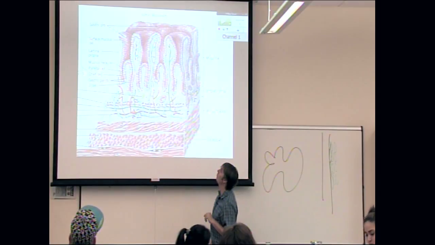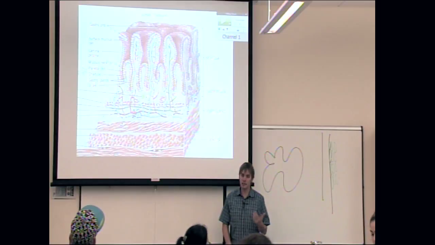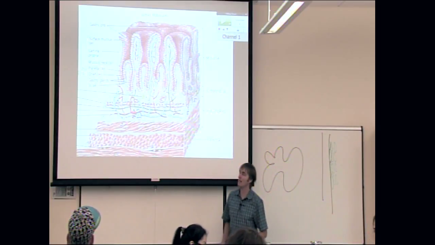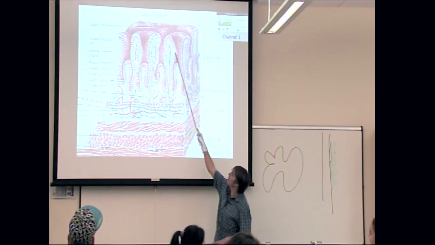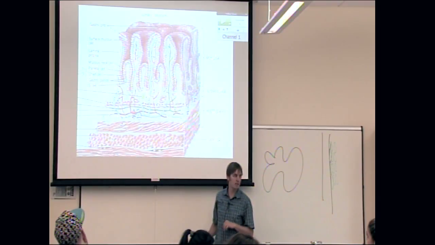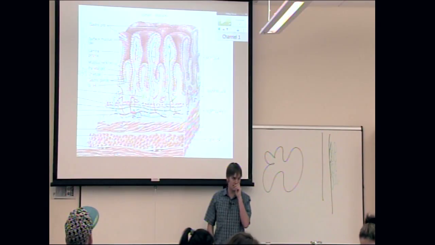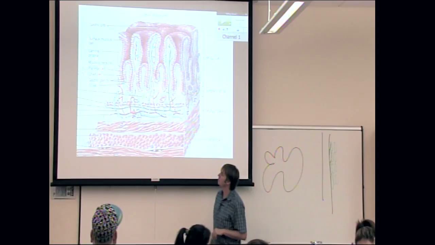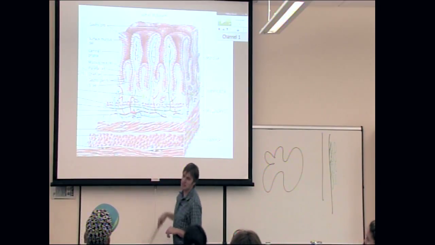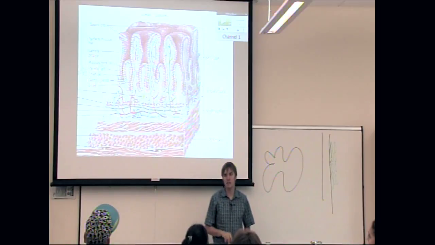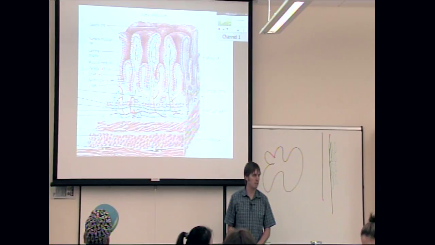Yeah. So technically it's columnar, but it looks kind of cuboidal. And if you put cuboidal, I wouldn't mark it wrong or anything, because it's pretty close. But those kinds of cells are good at secreting large amounts of gastric juice and enzymes. And you've also got a bunch of mucus cells as well in the stomach. Can you think of why you need to secrete a bunch of mucus in the stomach?